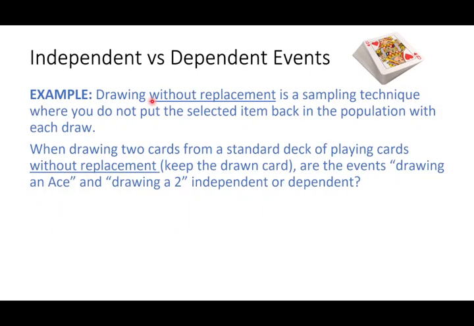Now when drawing without replacement, things change. This is a sampling technique where we're going to draw something from the population and we're not going to put it back. This is the typical way to draw cards or draw people for a poll out of the population. This is the normal way. So when drawing 2 cards from a standard deck of cards without replacement, which again means we're going to draw the card and we're going to actually just keep it in our hand, are the events drawing an ace and drawing a 2 independent or dependent?